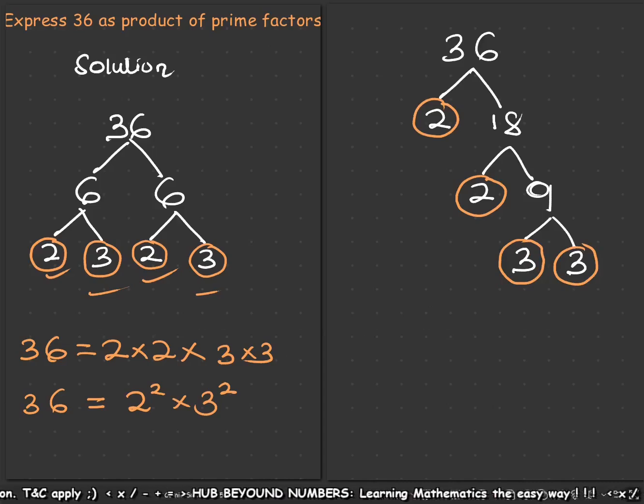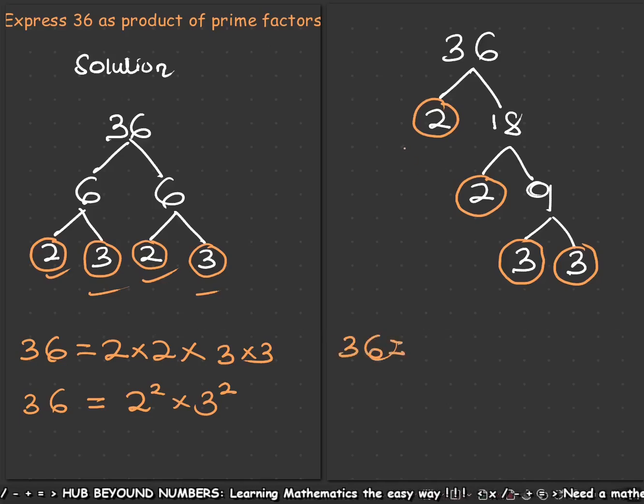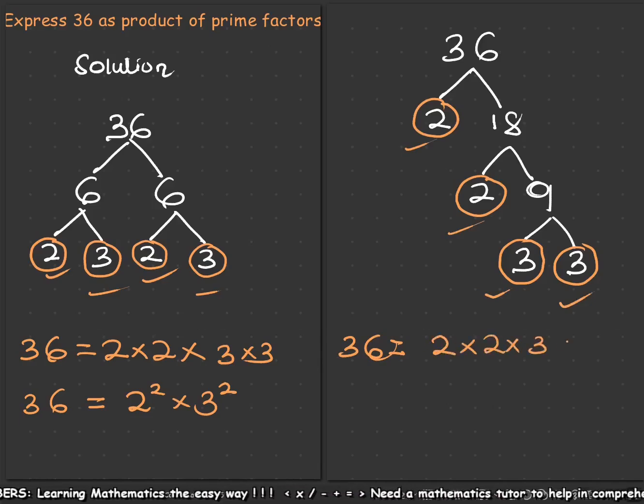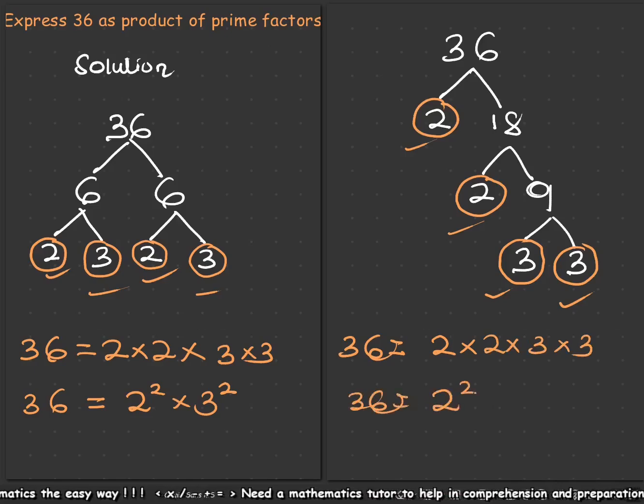Hence, our 36 written as product of prime factors is going to be what? 2 times 2 times 3 times 3. So 2 times 2 times 3 times 3. And our 36 is then what? 2 squared times 3 squared.